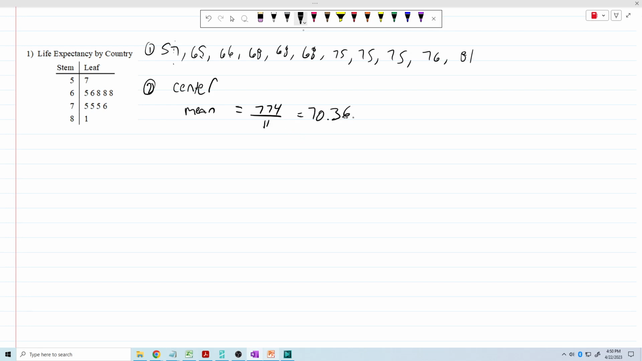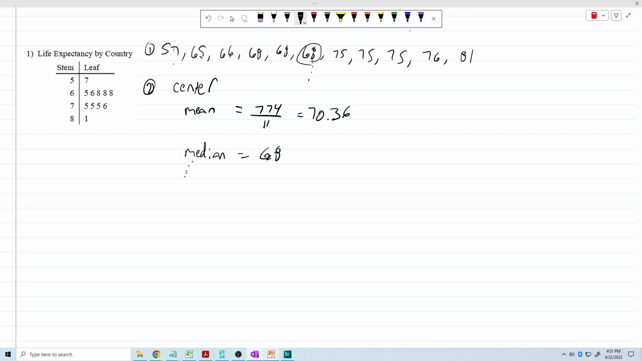Again, there's a detailed explanation in the previous videos. I'm going to roll through these quickly because there are a few, and we have to do all the calculations for different types of visualizations, so I might move a little quick. Next is the median. We have 11 numbers, so counting 1, 2, 3, 4, 5, here's the number right in the middle. So the median equals 68.